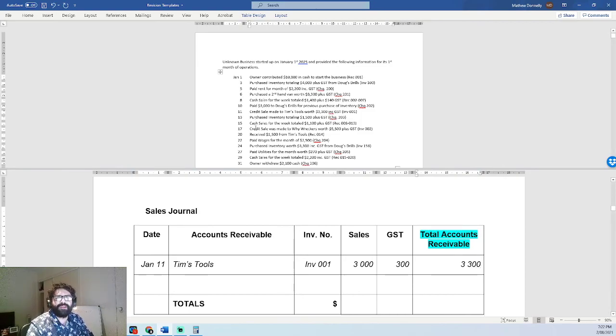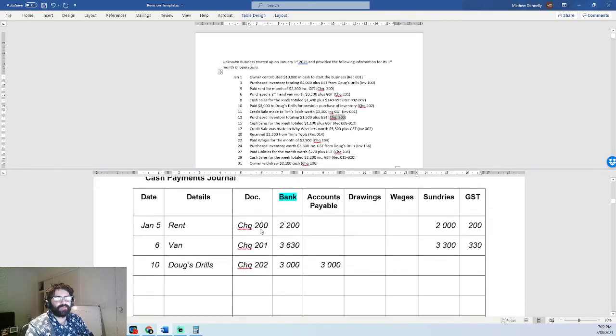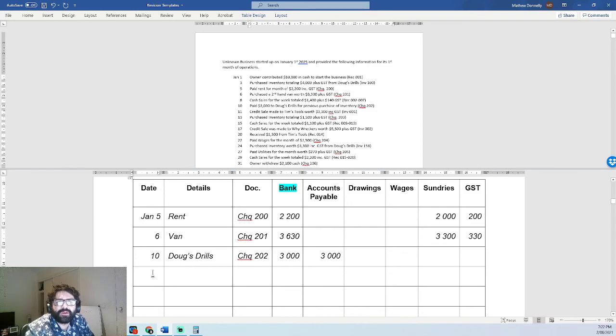We then move to the 13th. We purchased inventory totaling 1,500 plus GST on check 203. We know it's a check. Oh, sorry, because it's a check, we know it's cash. There we go. Got it in the end. So we go check. We go down, and we go 13. 13 inventory.